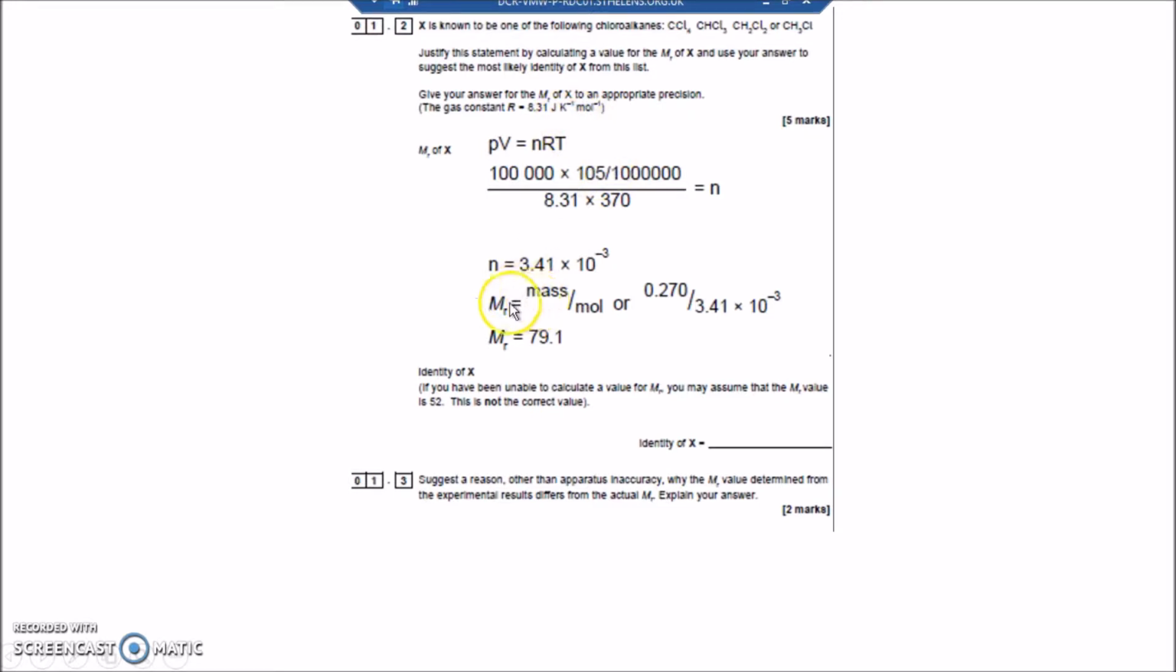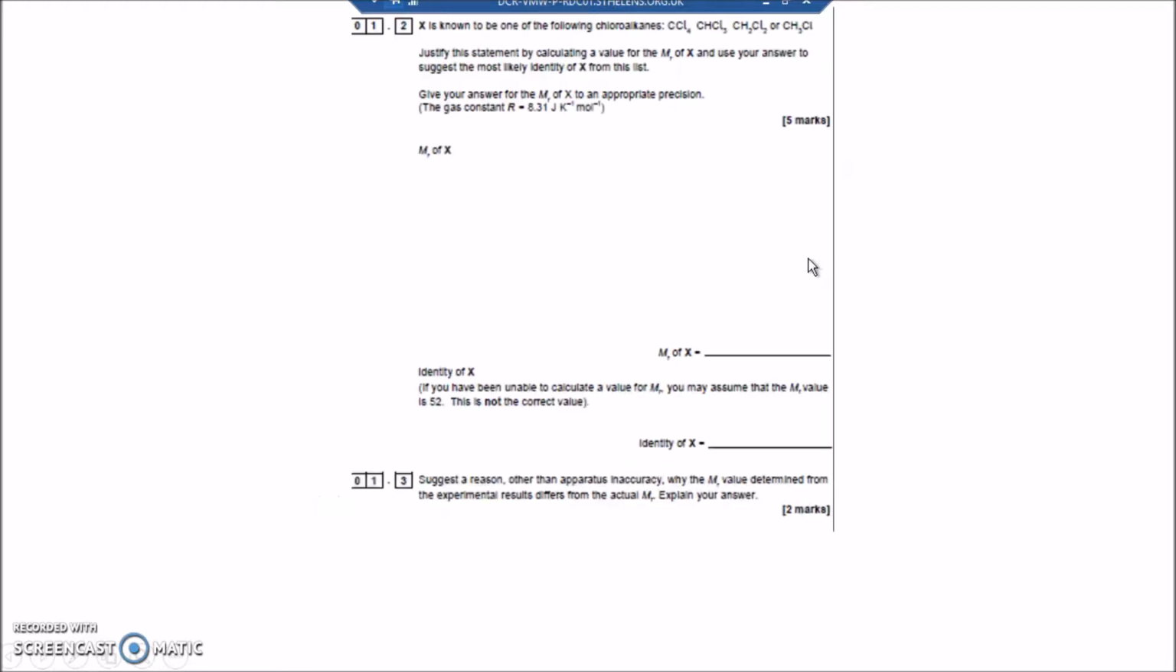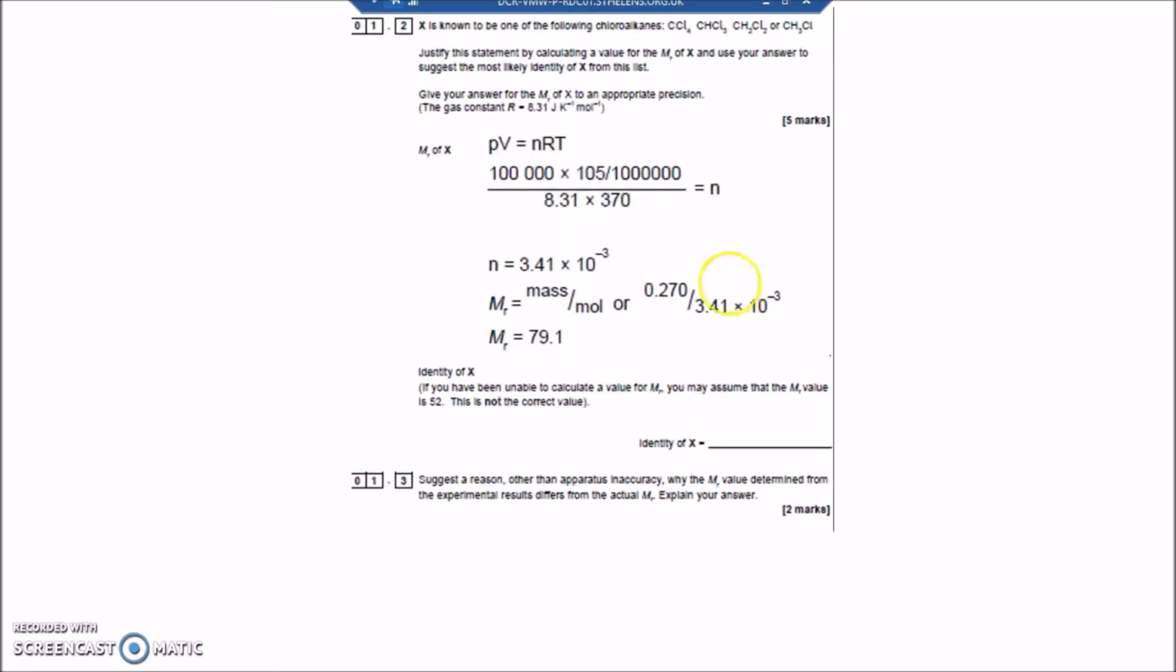So now I can work out MR. So moles is mass divided by MR, so MR is mass divided by moles. The mass is 0.270, and it's in grams. 0.270 divided by the number of moles, 3.41 times 10 to the minus 3, 79.1.